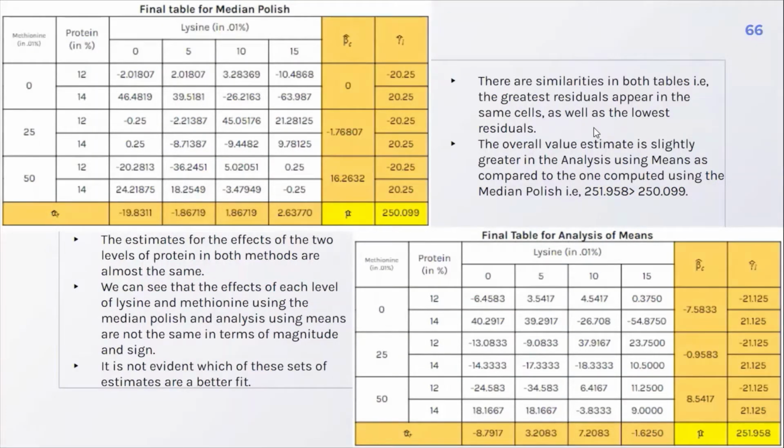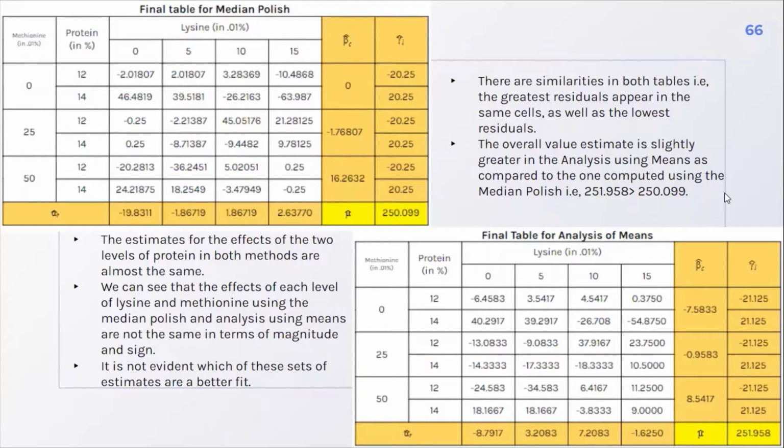We can see that there are similarities in both tables. For example, the greatest residuals appear in the same cell. So in this table, the greatest residual is 46.4819, which is in the same location as the same residual in the analysis of means.